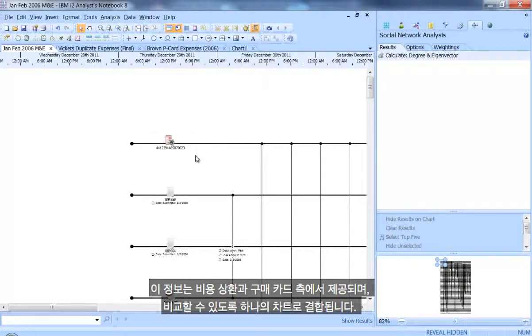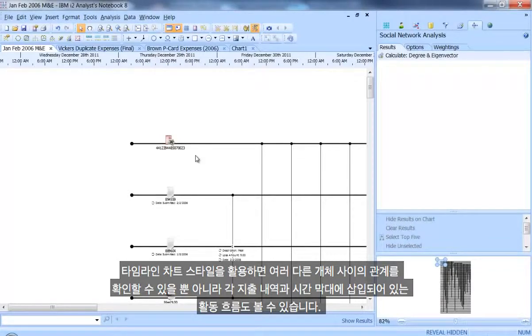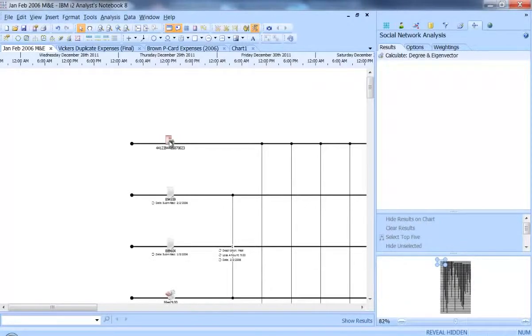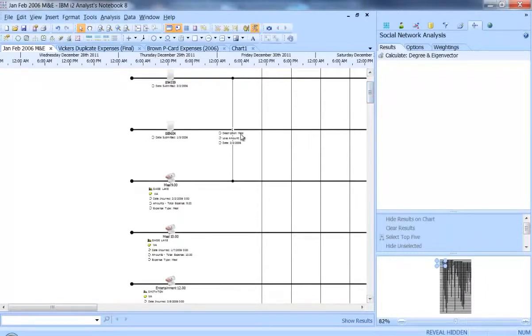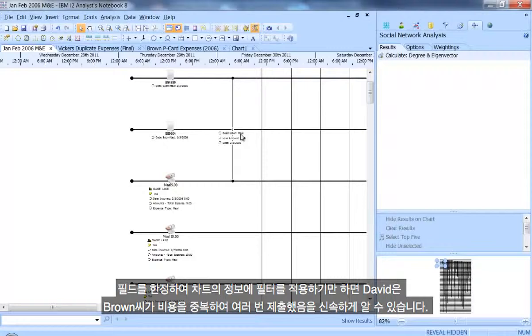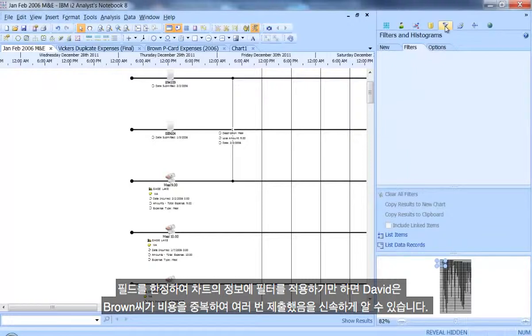And this comes both from the expense reimbursement as well as the purchasing card sides, combined onto one chart for comparison purposes. Utilizing the timeline chart style, he not only is able to see the relationships between the different entities, but he's also able to see each expenditure and the flow of activity as they are now locked to a time bar. By simply narrowing the field and applying a filter to the information on the chart, David quickly realizes that Mr. Brown has submitted several duplicate expenses.